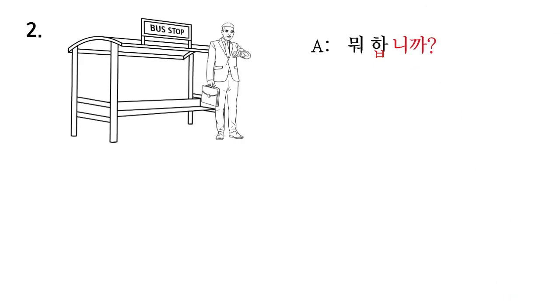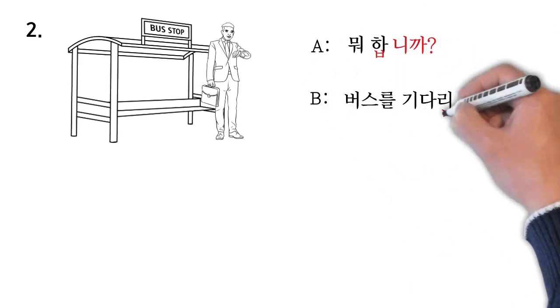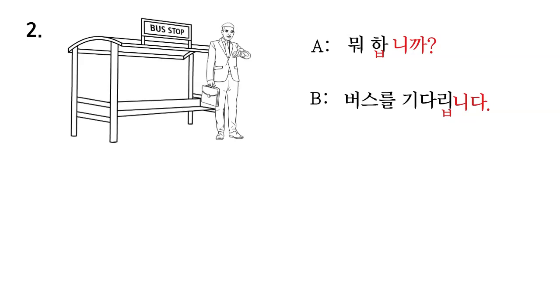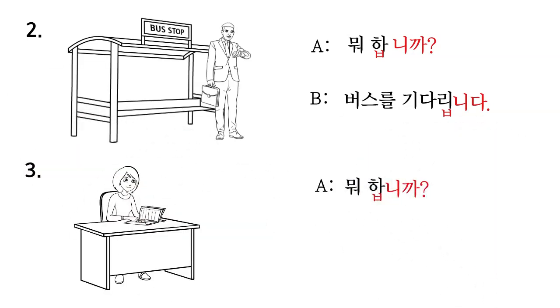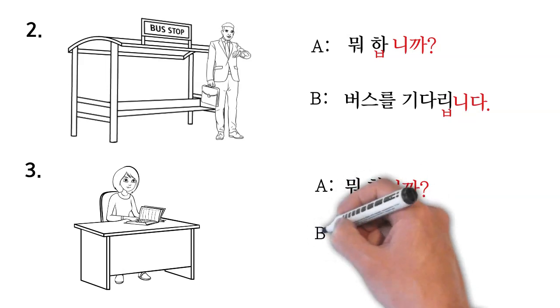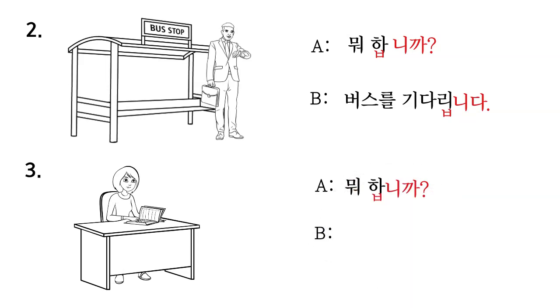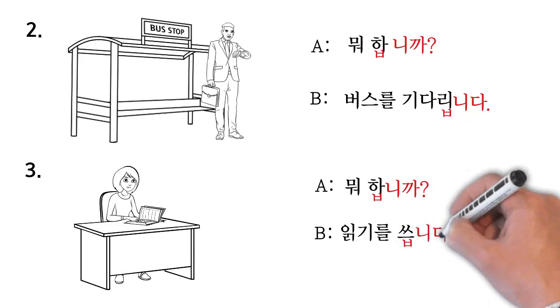뭐 합니까? What are you doing? 버스를 기다립니다. I'm waiting for the bus. 뭐 합니까? What are you doing? 일기를 씁니다. I write a diary.